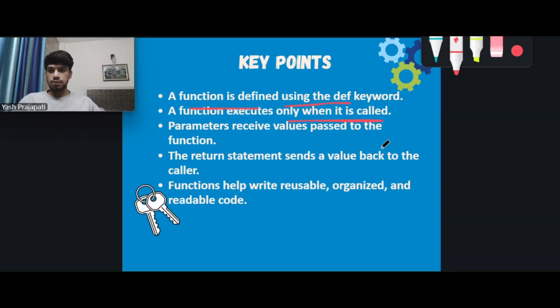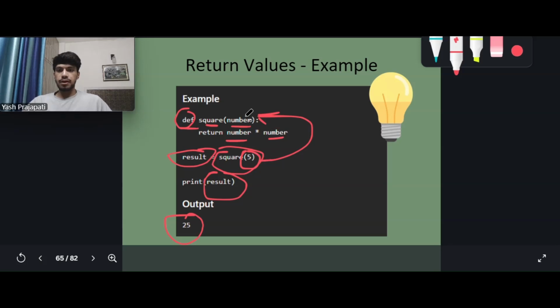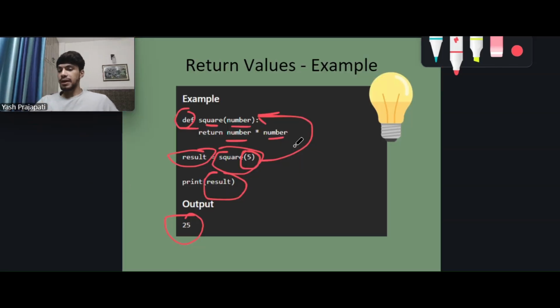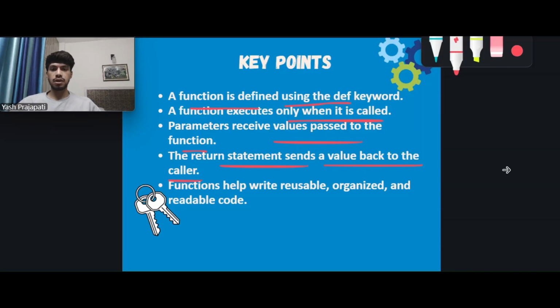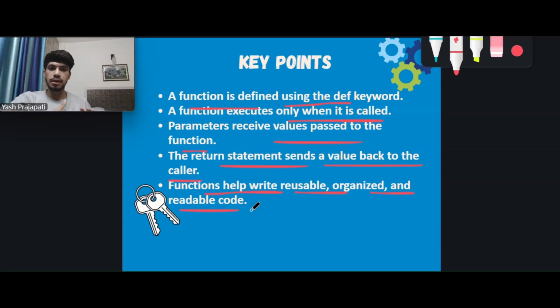Next, parameters receive values passed to the function. We are passing the values of the parameters. The return statement sends a value back to the caller. A return statement does not print the value, it sends the value to the caller. This is the caller, which is calling the function. So this is how the function and return statement work. The next line says, functions help write reusable, organized and readable code. We have seen that it is reusable, it is organized, and we can read it easily.